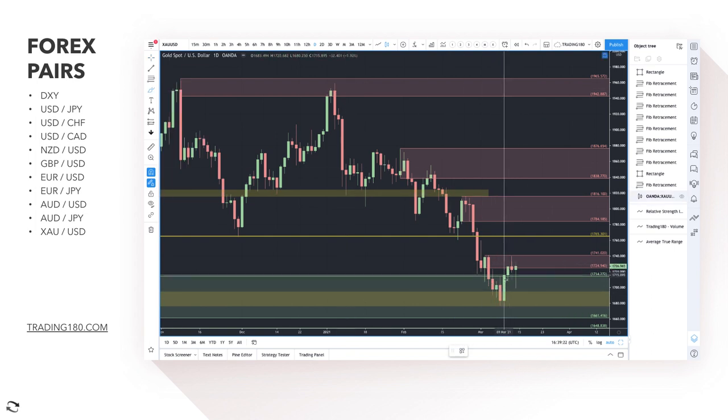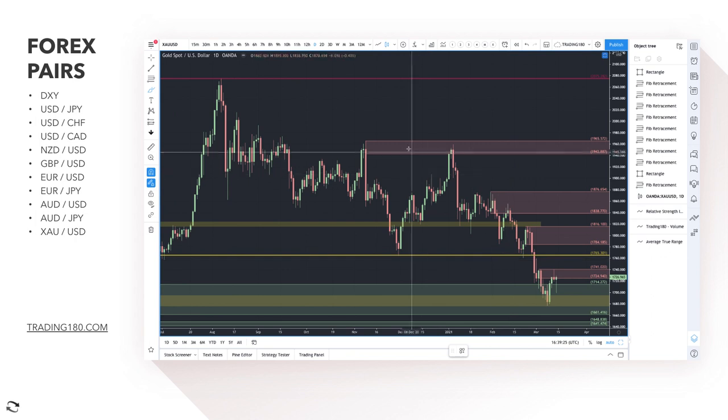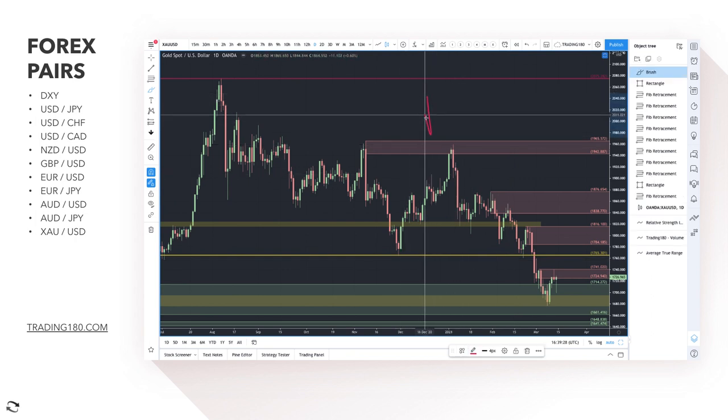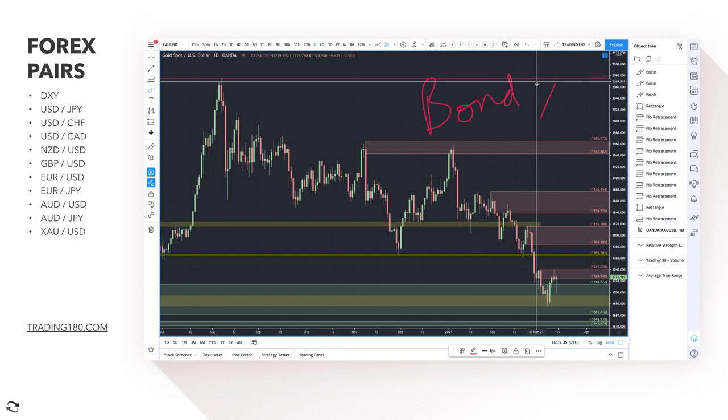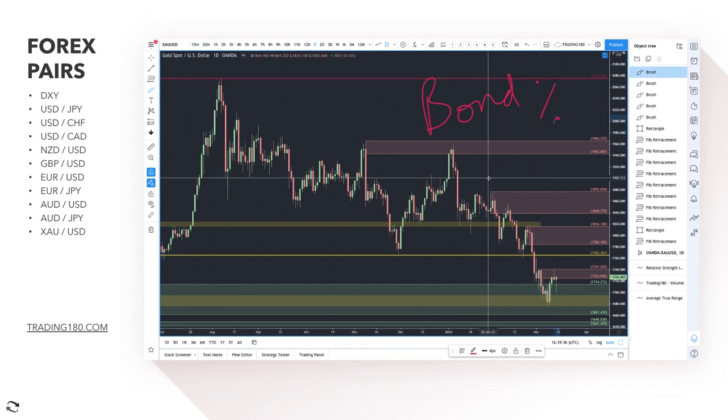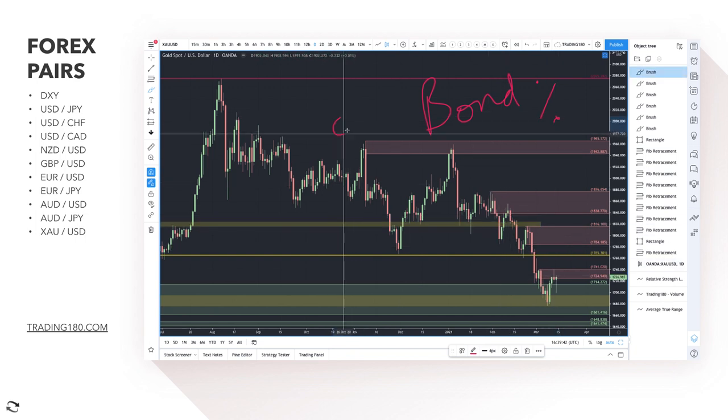especially with the fact that money is probably going into bonds as well, because bonds are now paying a yield, right? They're paying a yield, so money's flowing out of gold in a sense and into bonds, potentially the stock market in a risk-on environment.